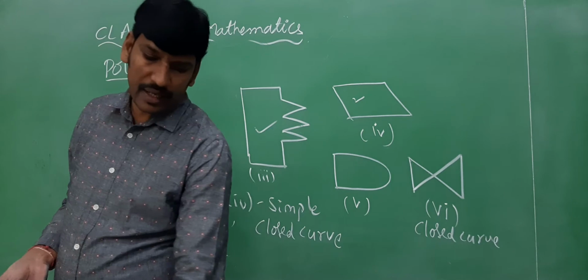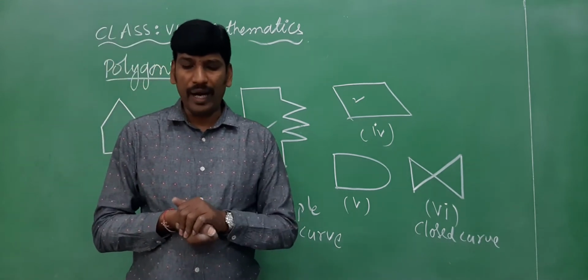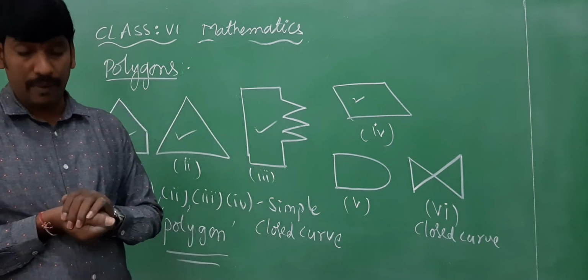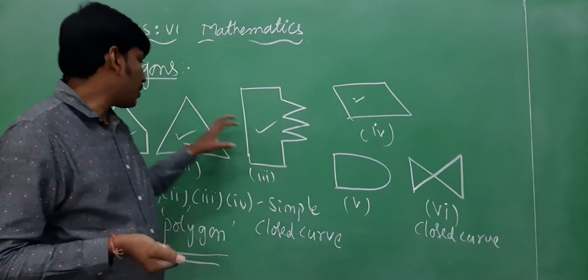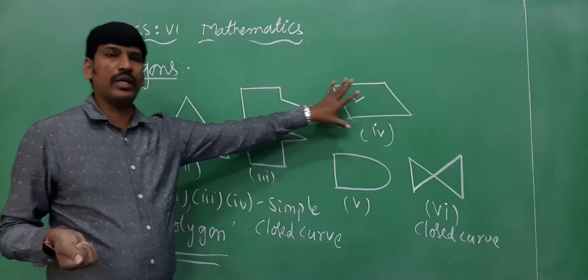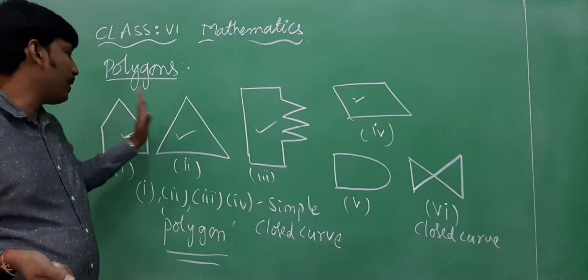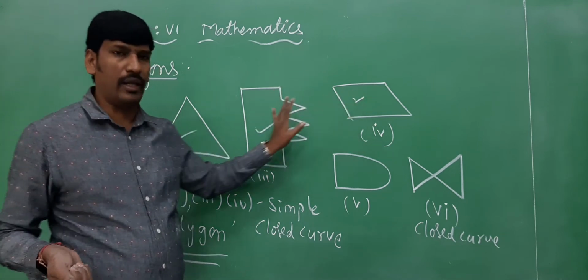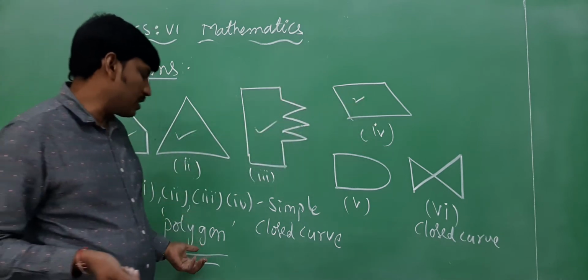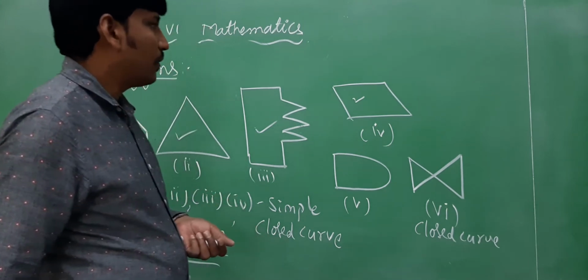A figure is a polygon if it is a simple closed figure made up entirely of line segments. These are all made entirely of line segments only. We did not use any curves here. Only by using line segments we draw all this. So what is the definition of a polygon here?